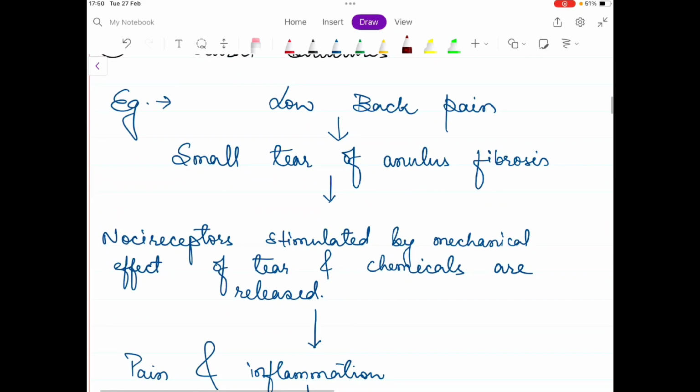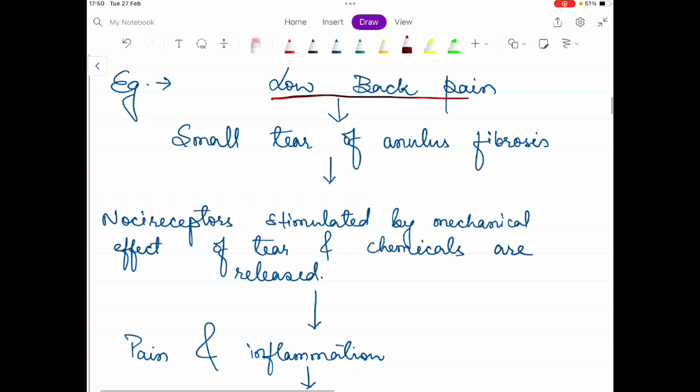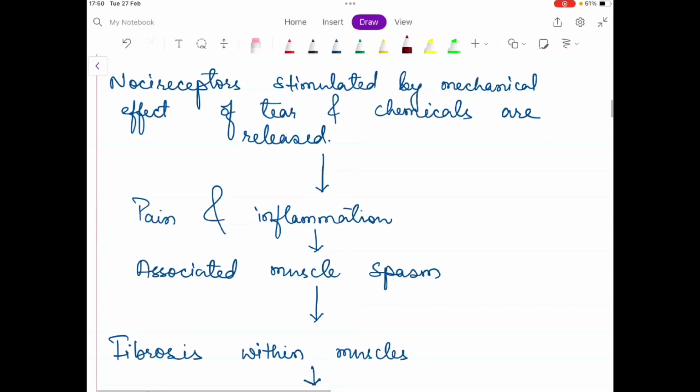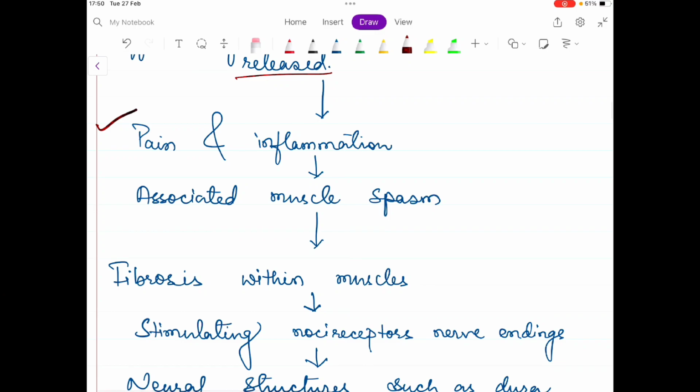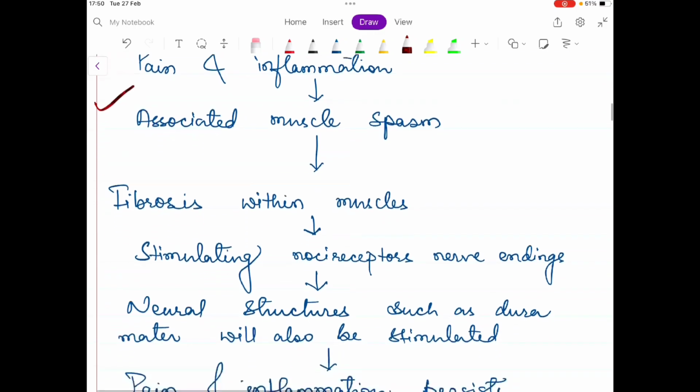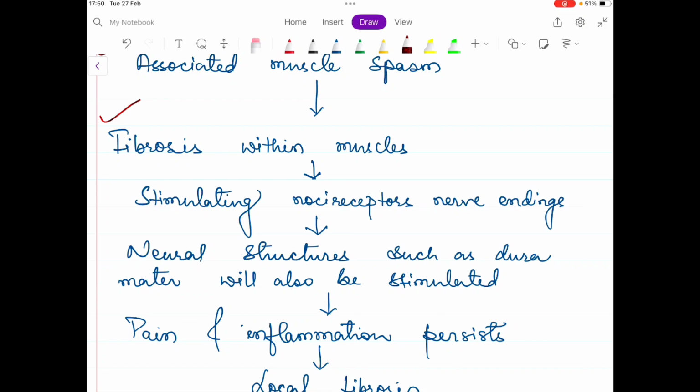Let's say that the patient is suffering from low back pain because of a small tear of the annulus fibrosus. At that time, the nociceptors are stimulated by the mechanical effect of the tear and chemicals are released. So chemicals are also released and nociceptors are also stimulated because of the tear of the annulus fibrosus, which is causing the low back pain. That will lead to pain and inflammation, associated muscle spasm, and fibrosis within the muscles, which will further increase the stimulation of the nociceptor nerve endings.